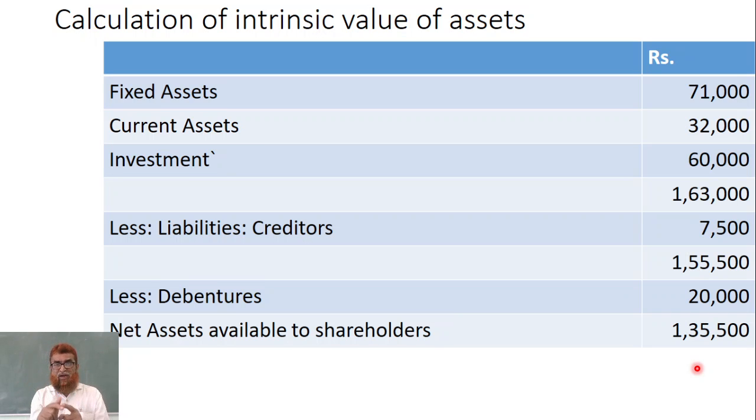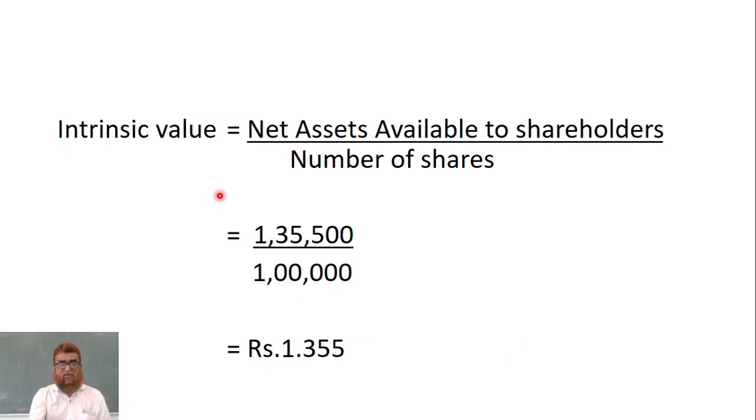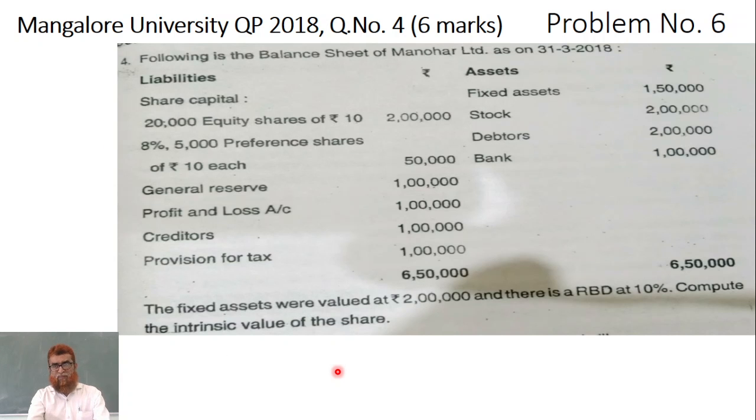This should be divided by the number of shares given in the problem. So intrinsic value of the share is equal to net assets available to shareholders, that is 1,35,500, divided by number of shares. See the balance sheet. It is given shares of rupee 1 each, 1 lakh, means 1 lakh shares are there. Number of shares, not the amount. So intrinsic value per share is 1.355. Hope you have understood this. This is the intrinsic value method or net asset method. In the other problems we solved in the last sessions, we followed the yield method. But here we are following a different method. By this we have completed the 5th problem. Very simple problem.